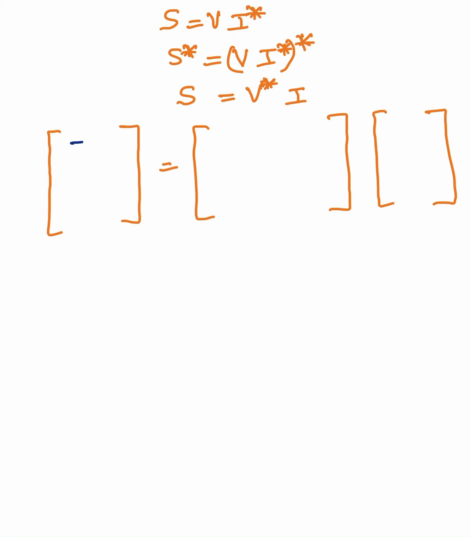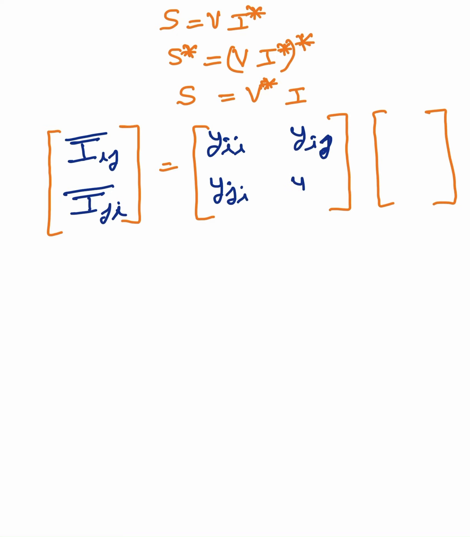Here IIJ and IJI are the values of currents. So the current matrix is related to YII, YIJ, YJI and YJJ, since there are two buses I and J, and the voltages are VI for bus I and VJ for bus J.